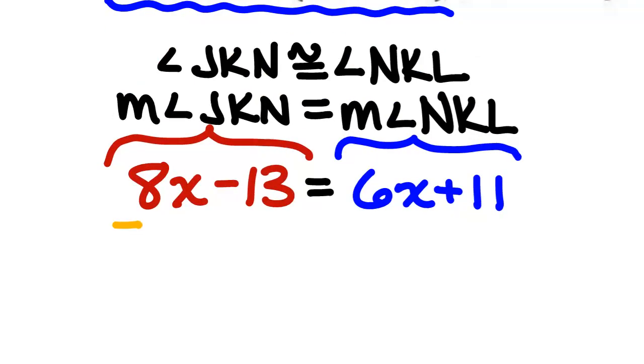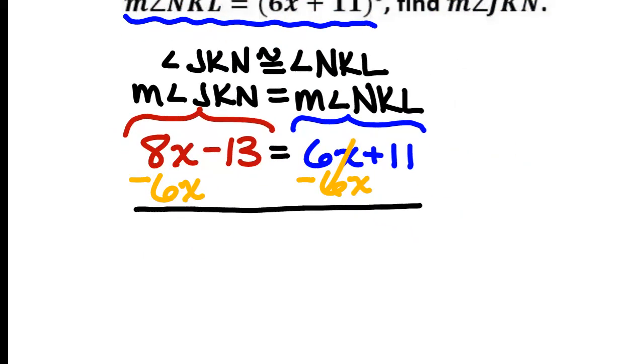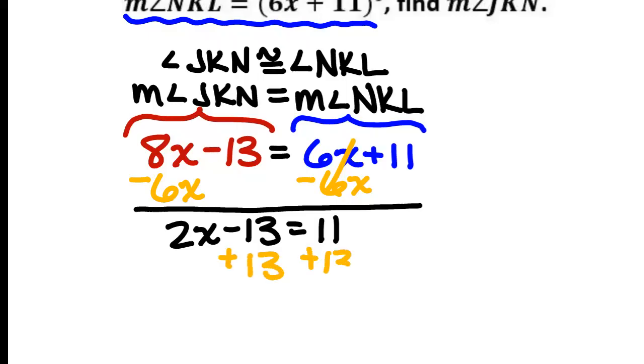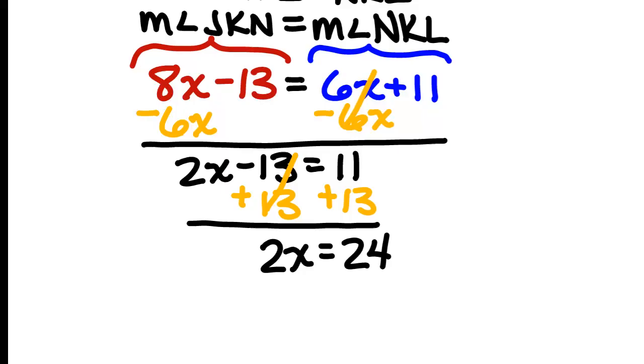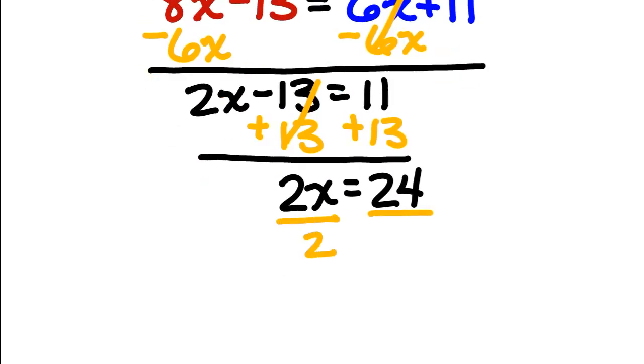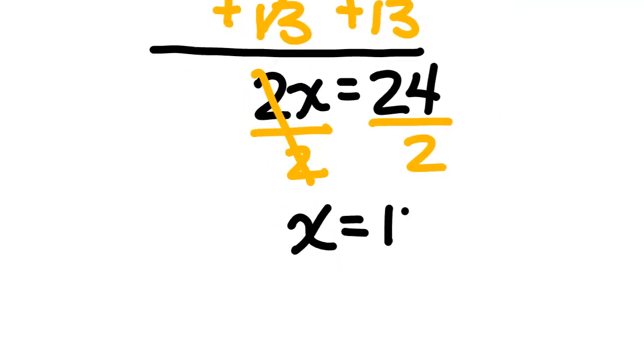I need to get my x's to the same side, so I'm going to subtract 6x from both sides. What is 8x minus 6x? 2x. So I get 2x minus 13 equals 11. We want to get x alone, so I'm going to add 13 to both sides next. That gives me 2x equals what? 2x equals 24. And then we divide both sides by 2, and I get that x is how big? X is 12.